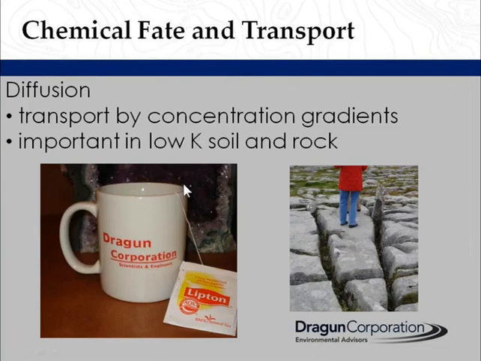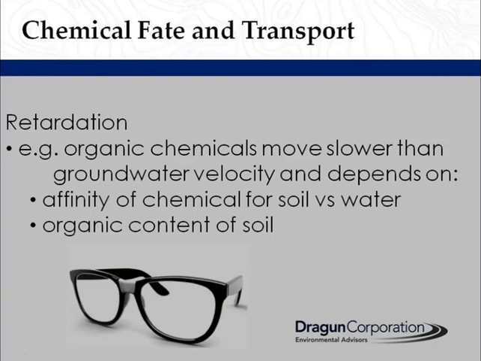We talked about diffusion before, concentration gradients again. Groundwater with chemicals could move through easy flow paths. At the same time, chemicals are moving by diffusion into the less easy flow paths, into the matrix here in this rock. This is a limestone, and will eventually come out.